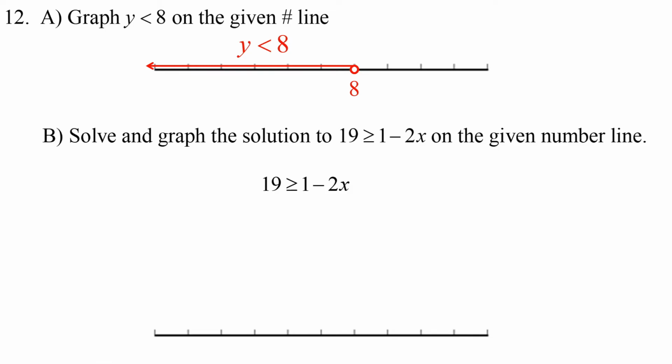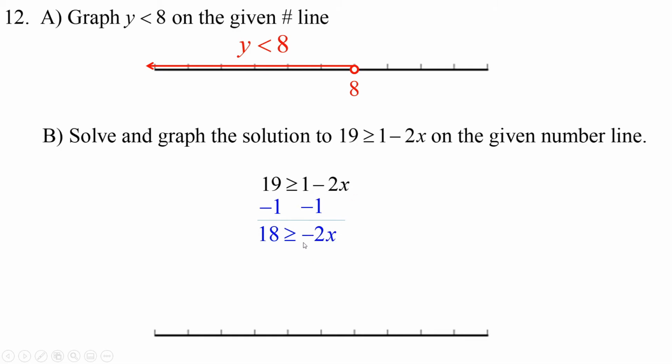Now part B, solve and graph the solution to 19 is greater than or equal to 1 minus 2x on the given number line. All right, so we'll solve it and then graph it. So first we need to get rid of that positive 1 right there. So let's subtract 1 from both sides. Does not affect the inequality, greater than or equal to. And 19 minus 1 would be 18. And the 1 minus 1 cancels, leaving the negative 2x.